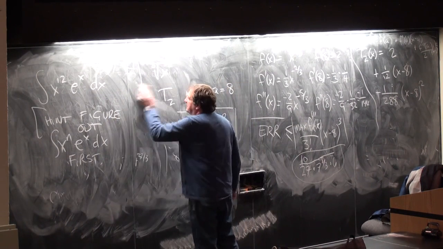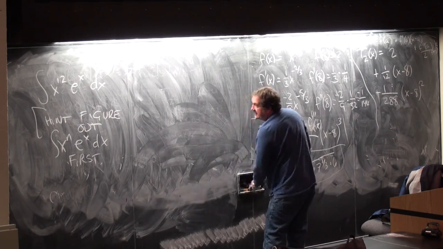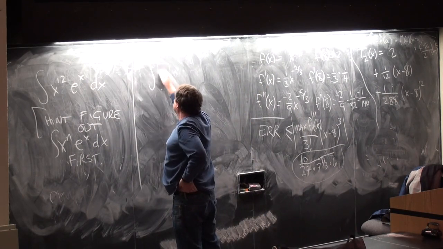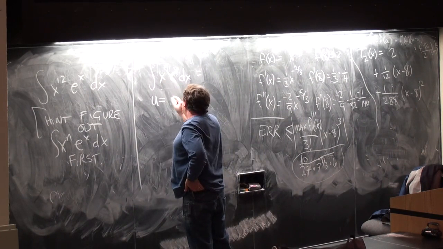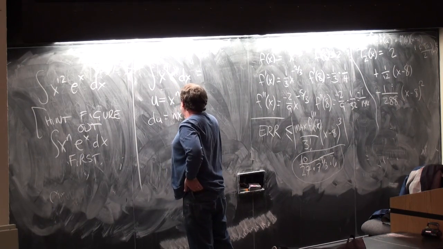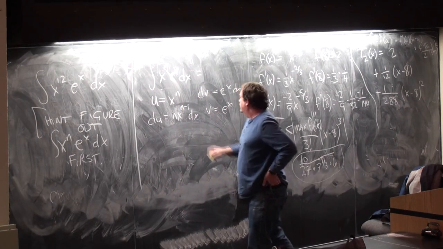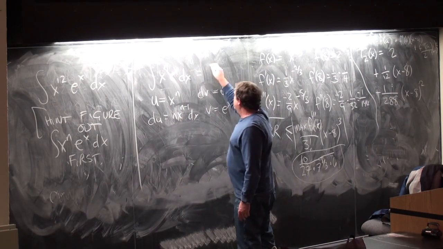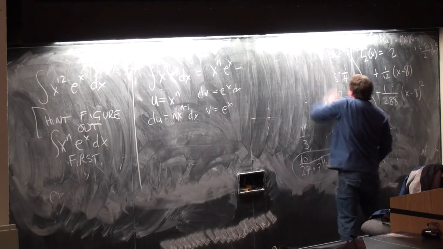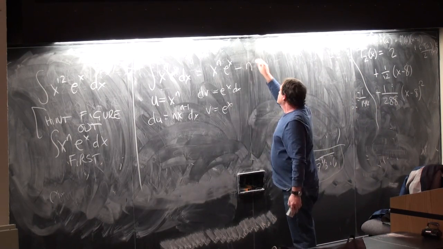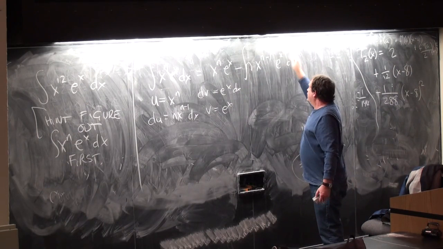In other words, derive a reduction formula. So, okay, let's figure out the integral of x to the n, e to the x first. We take u equal x to the n, so du is n x to the n minus 1, and dv is e to the x, so v is e to the x. And so this becomes x to the n, e to the x, minus the integral of n, x to the n minus 1, e to the x, dx.